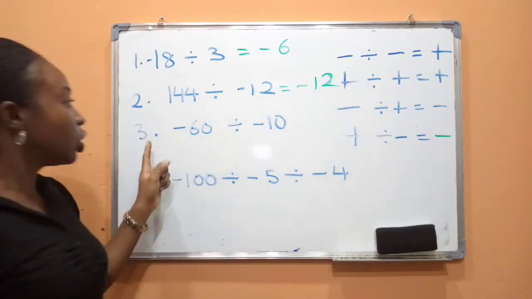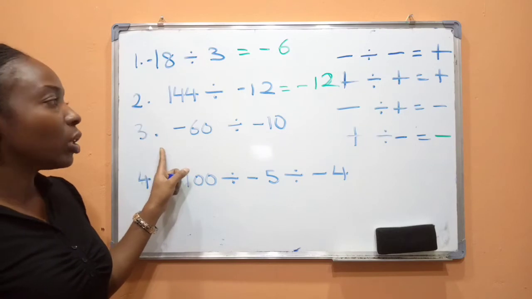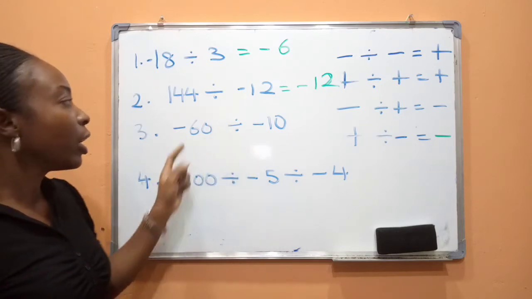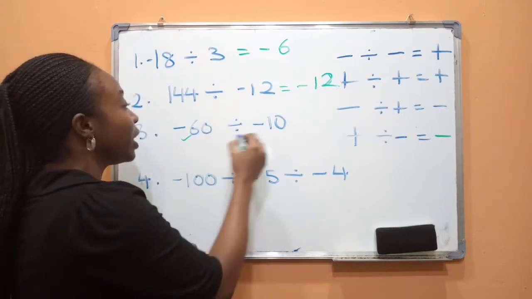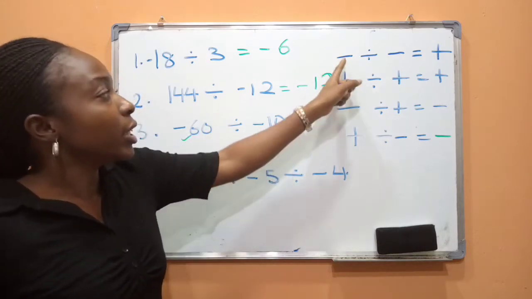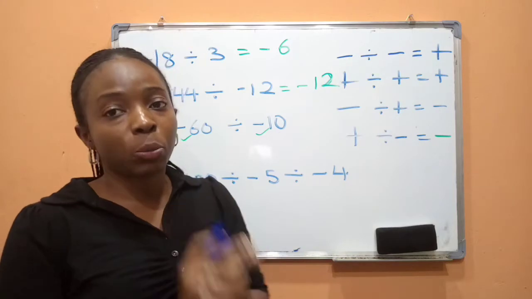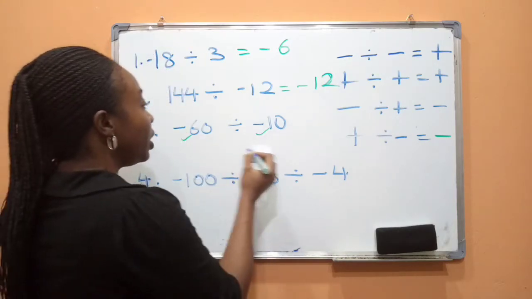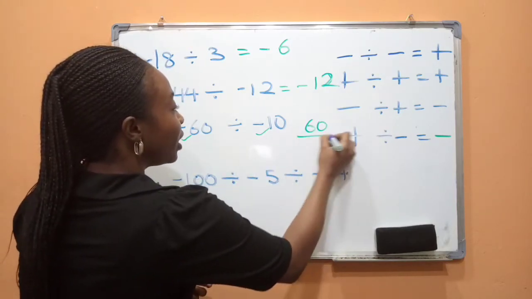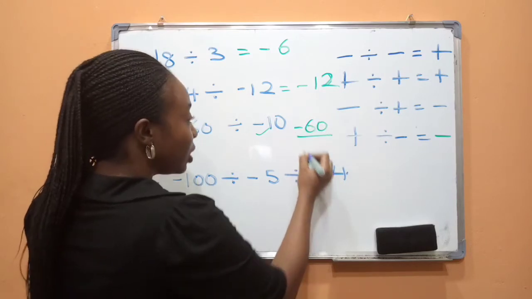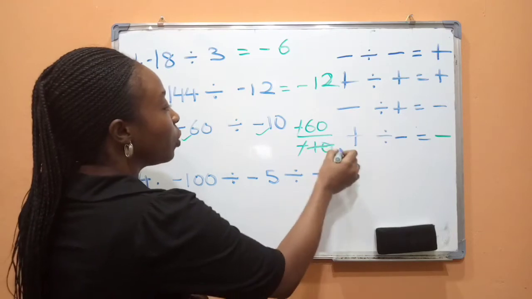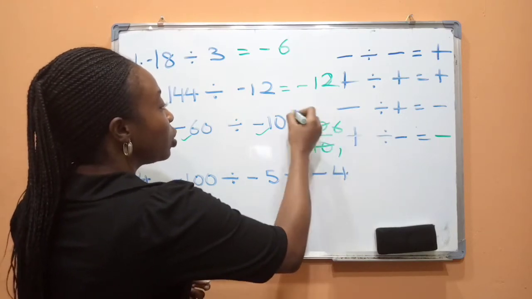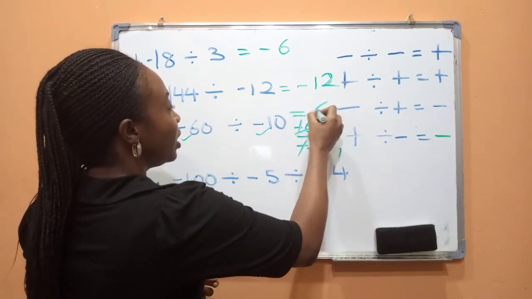Now let's look at this third example. In this third example, we have the same signs. And remember, whenever you're dividing numbers having the same symbols, in this case minus minus, it always gives you a positive result. So this is going to be minus 60 divided by minus 10. This cancels out, okay? And then we have 10 goes here 1, 10 goes here 6. So our answer becomes 6.